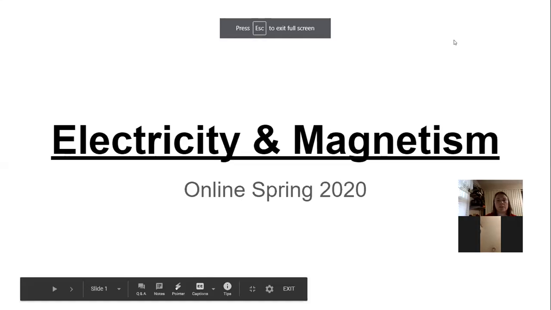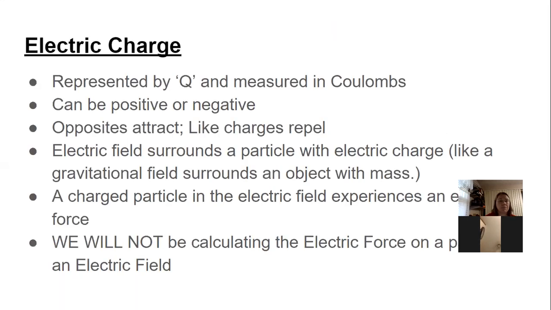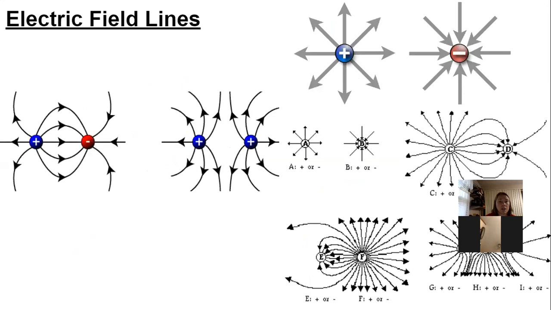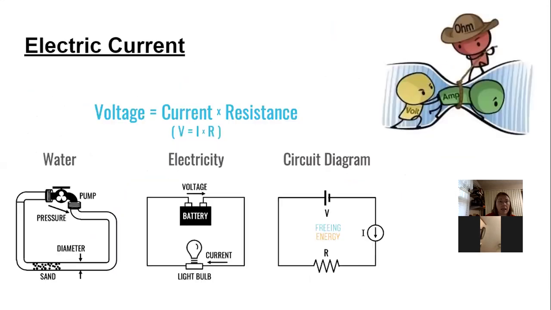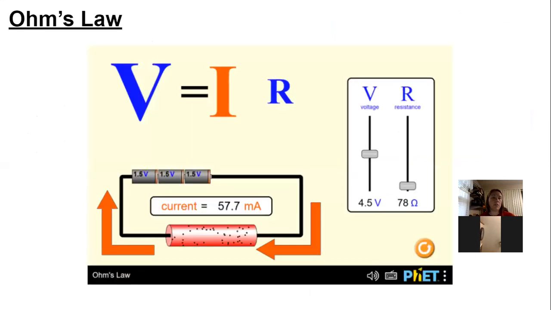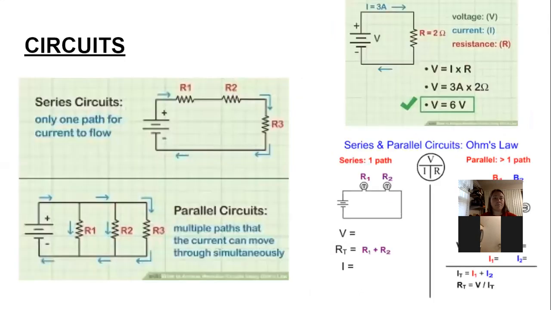Some of you have already seen this if you've been in any of our Zoom sessions. This is just a quick review over electric charge, electric fields, and Coulomb's law. We did a little tutorial over that last week. And then at the end of last week, you were starting to get into electric current. This is Ohm's law. The voltage equals the current times the resistance. And we're going to look at how this applies to series circuits and parallel circuits.